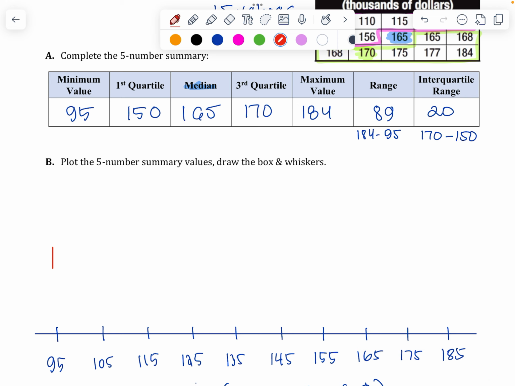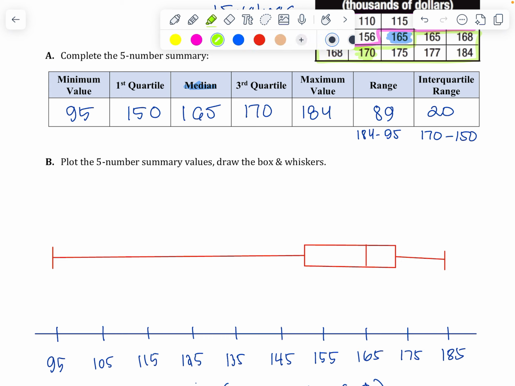This one starts at 95, and goes to 150. Ooh, that's a big whisker. Okay. All right, and then 165. Just making my box here. 170. Connect that to make the box. Beautiful. And then lastly, my maximum value is 184, just short of 185. My last whisker, voila.